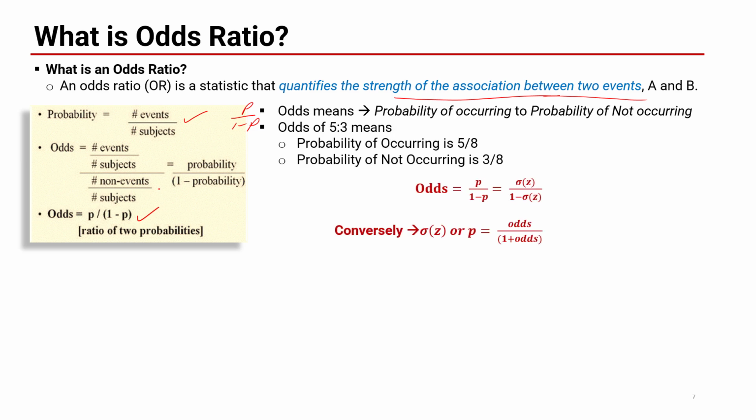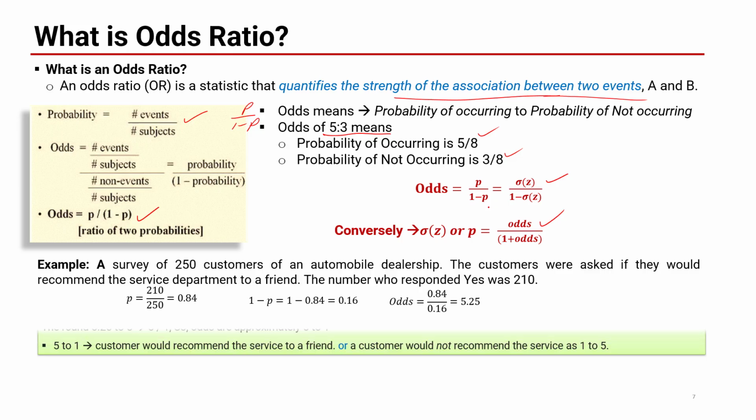So how do we interpret it? We are saying the odds mean the probability of occurrence to the probability of non-occurrence. If the odds ratio is 5:3, which means the probability of occurrence of that event is 5 by 8, whereas the probability of non-occurrence of that event is going to be 3 by 8. So based on that, we can easily calculate the odds, as well as we can see the relationship of the odds with the probability as well. So let me show you the example.